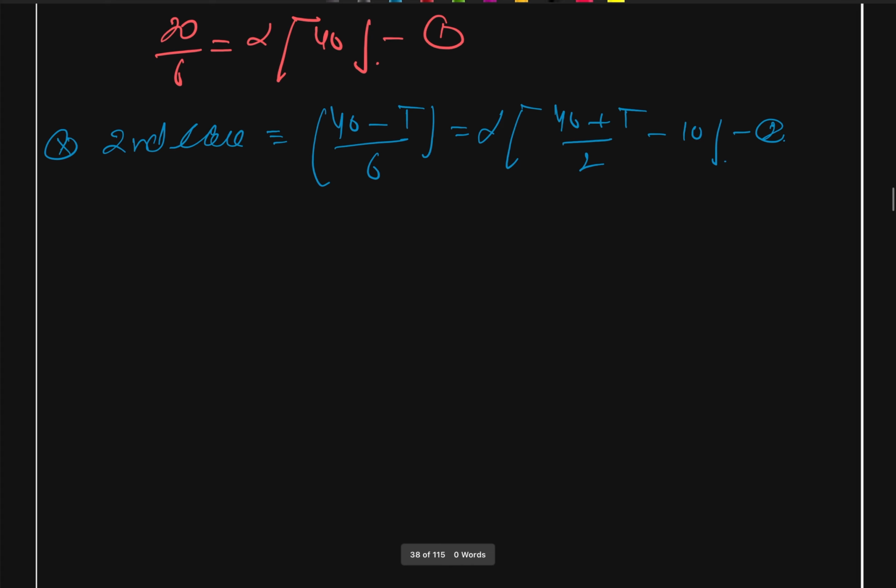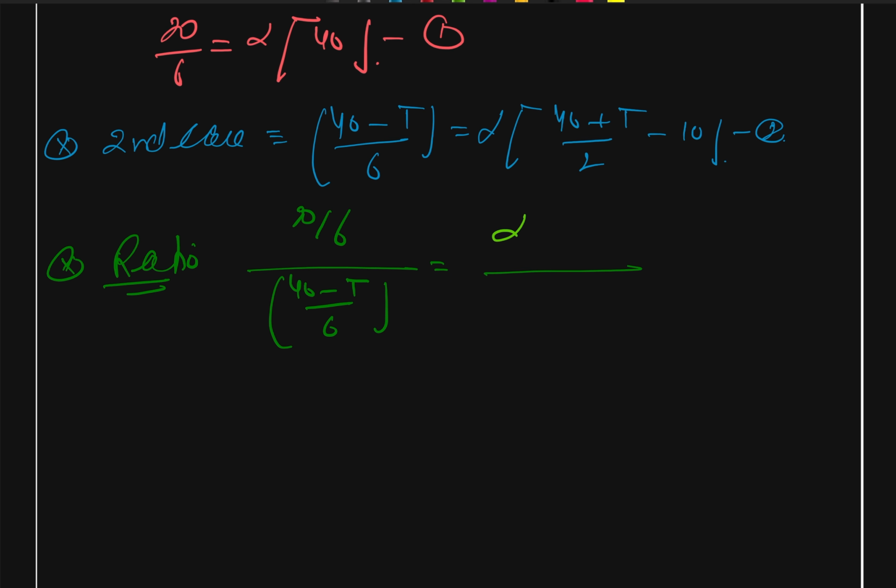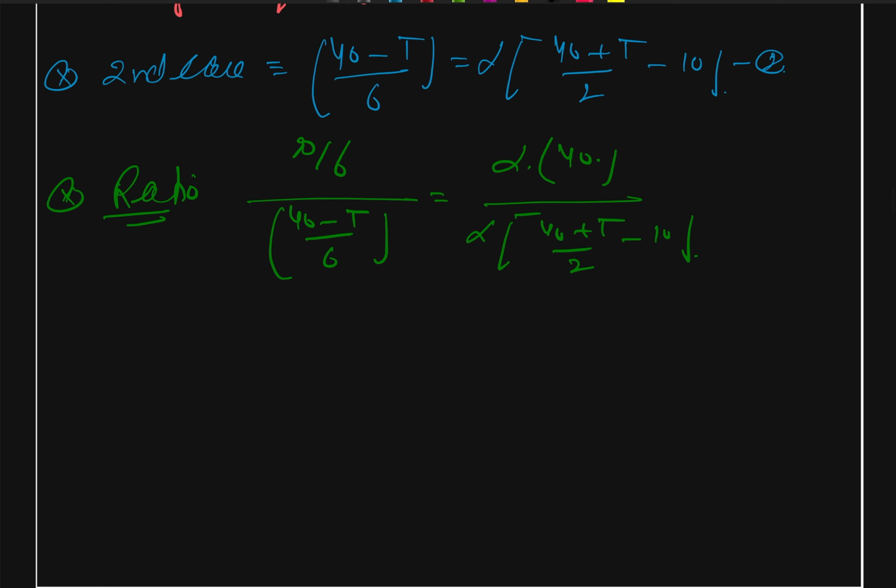So we can see the ratio. We get this as 20 upon 6 over 40 minus T upon 6 is equal to alpha times 40 over alpha times 40 plus T divided by 2 minus 10, and here the 6 and 6 cancel out, and 2 we can take as LCM, so this will be coming as 40.